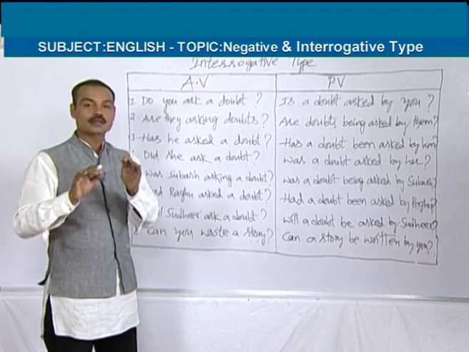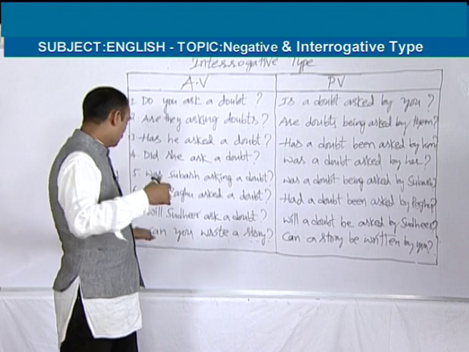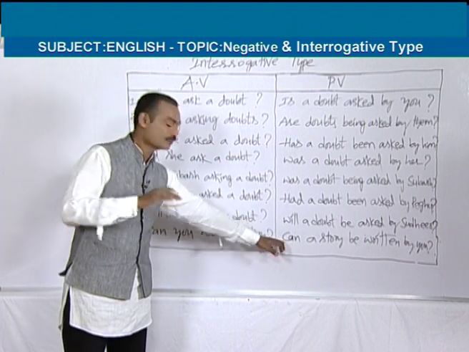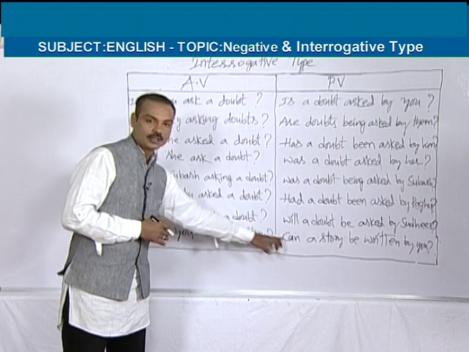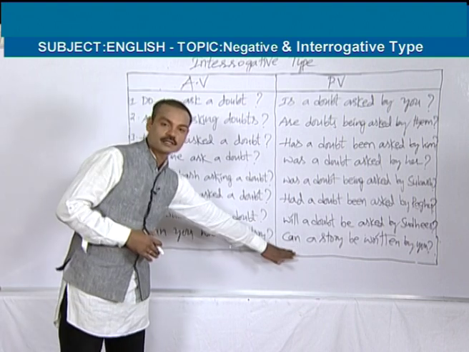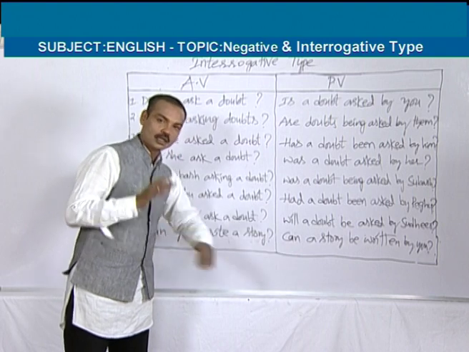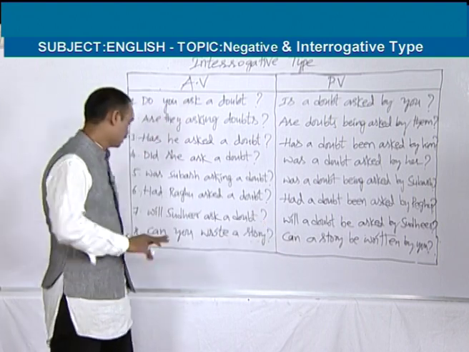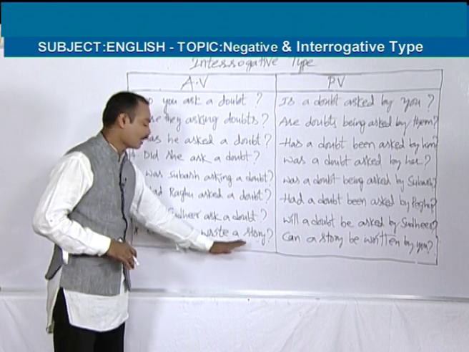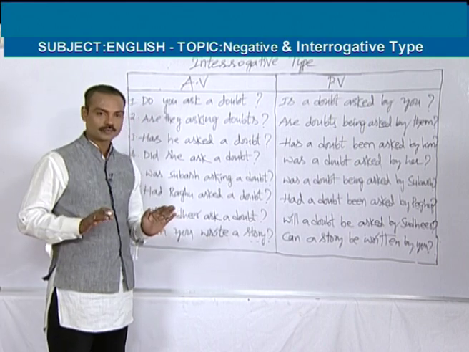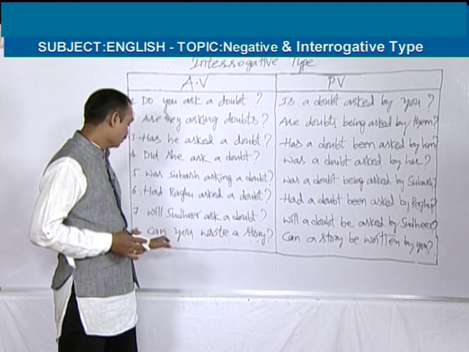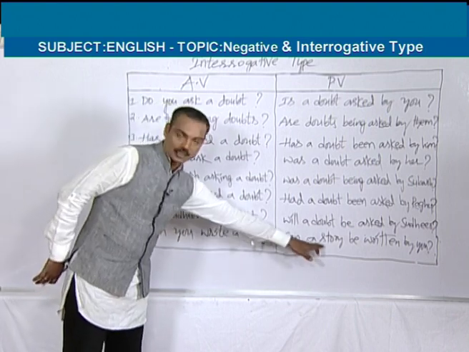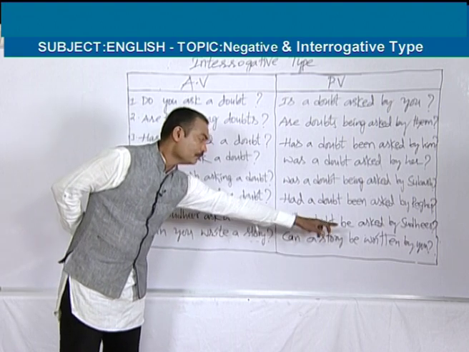Whatever the modal verb used at the beginning of the sentence, even the passive voice should be started with the same modal verb. If the active voice starts with can, the passive voice also should be started with can. Could means could, should means should, may means may, like that. So, can you write a story? I have told you, even the passive voice also should be started with can. Can a story be written by you?